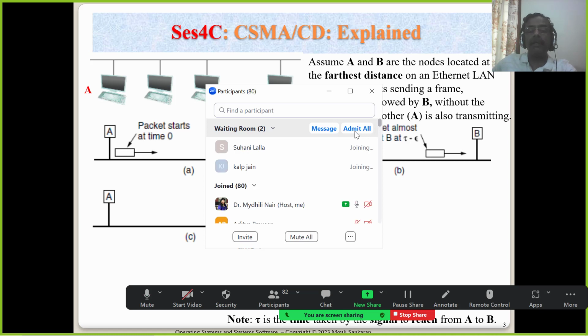Okay, any other questions so far? I feel that I will stop here about the CSMA CD unless you have some doubts.